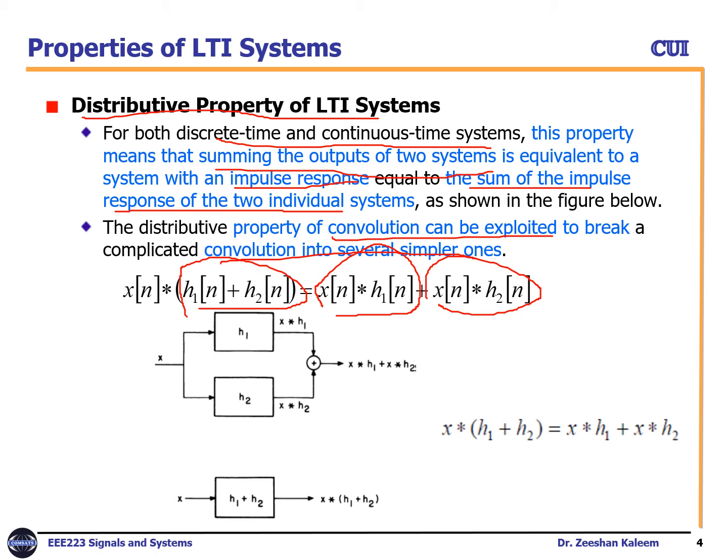The distributive property of convolution can be exploited to break a complicated convolution into several simple ones. For example, if you have complicated convolution questions, to solve them easily, we can break them up by using the distributive property. This is the block diagram to show the output. For example, x goes through h1 and x goes through h2, so x * h1 plus x * h2. For the other side, x * (h1 plus h2). So we can write this property here as well.